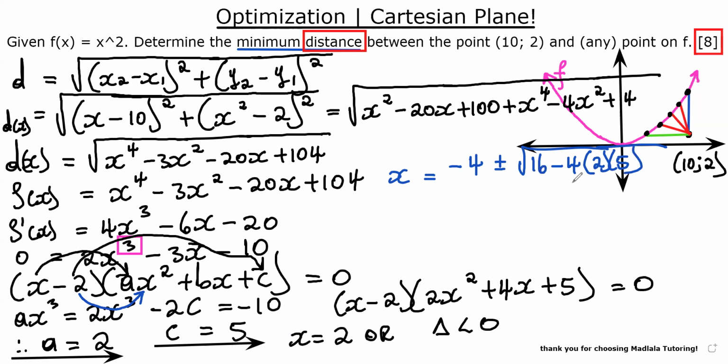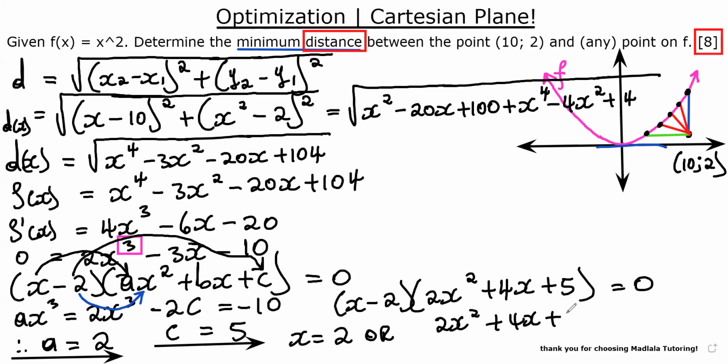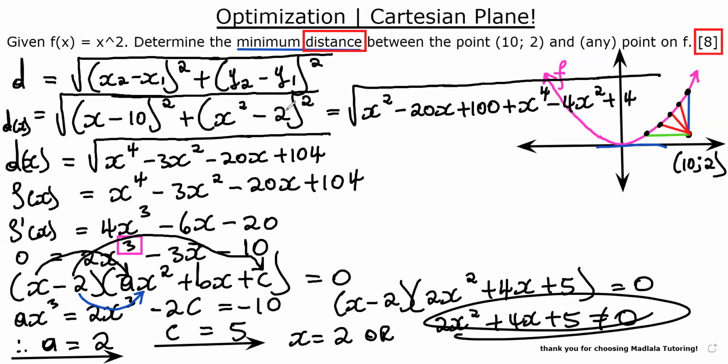And right away you can see that 2 by 5 is 10 and 4 by 10 is 40. And 16 minus 40 is a negative answer. So we don't have a solution for this one. So the only solution that exists is x equals 2. So maybe here you can just tell them that 2x squared plus 4x plus 5 cannot be equal to 0. Or you can simply write no solution.